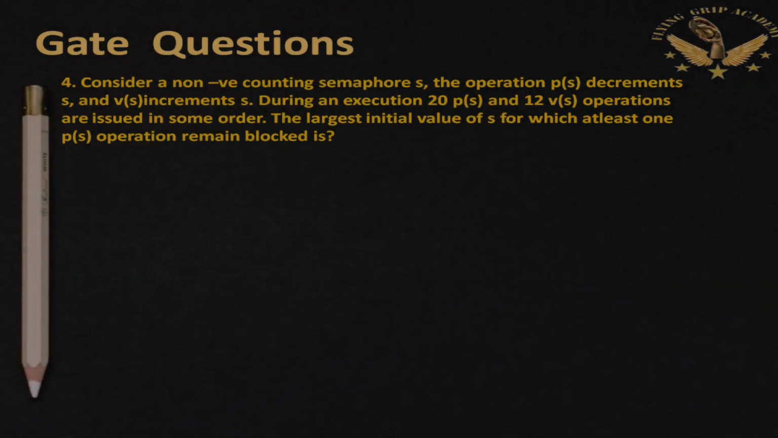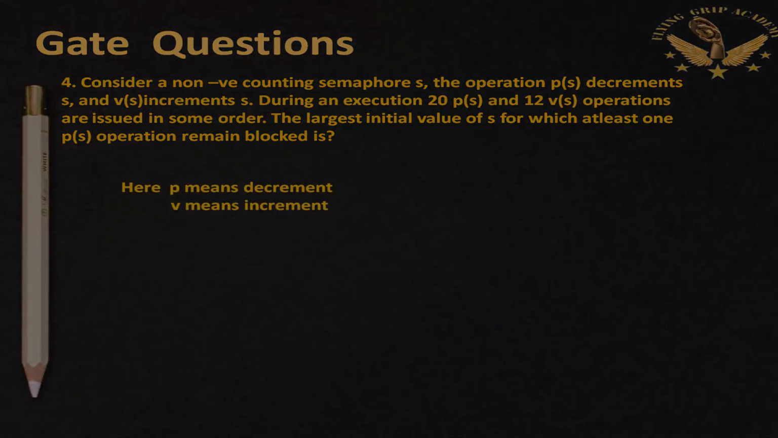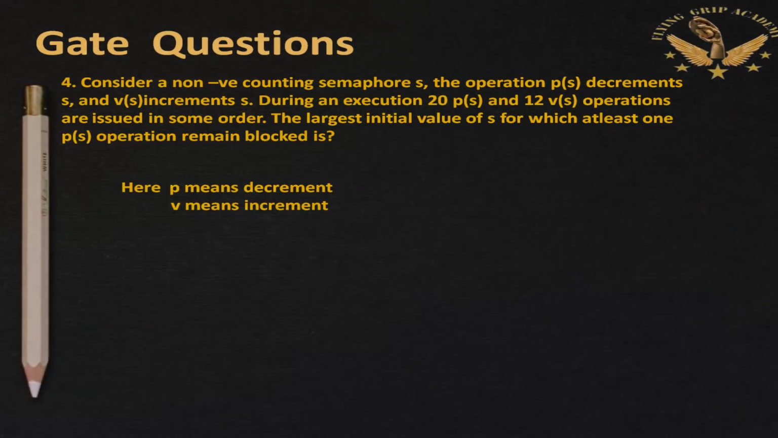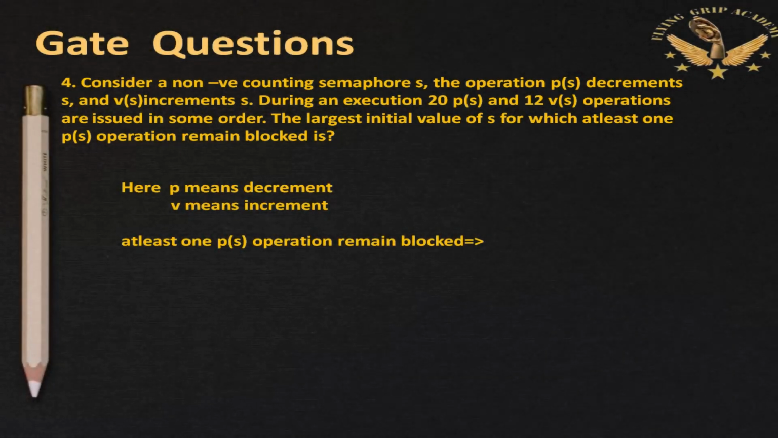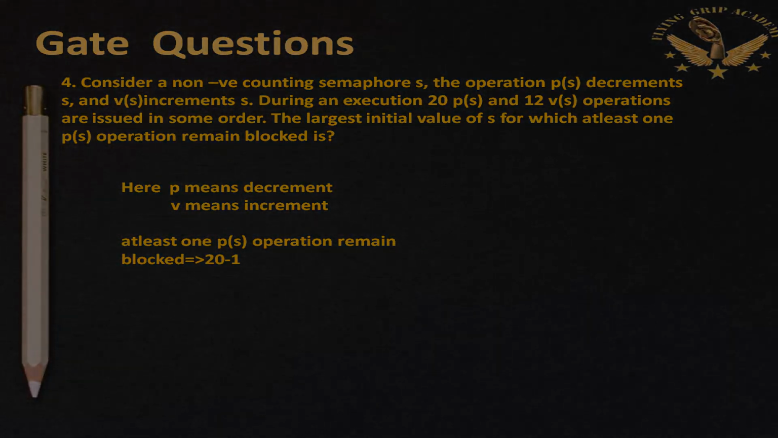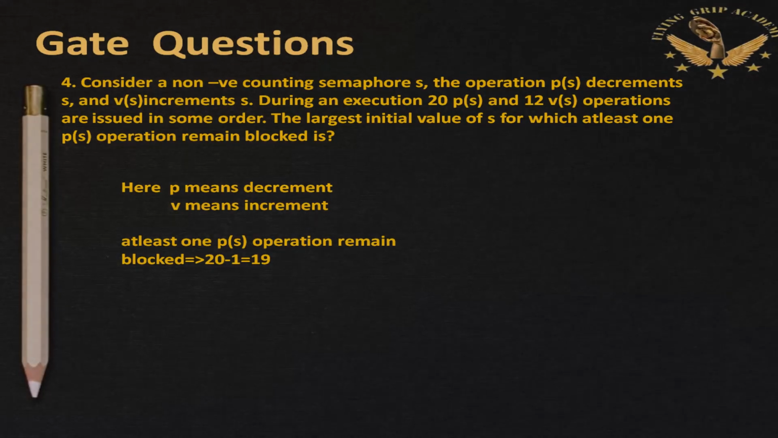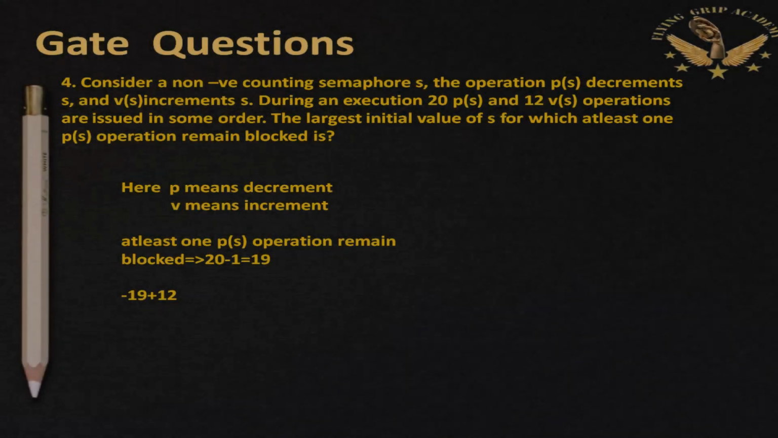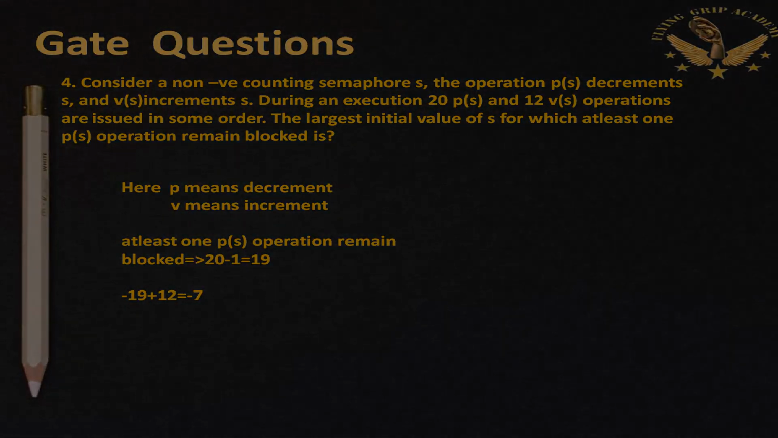So here let us see what is going to happen. P means decrement and V is increment as usual. So at least one operation should remain blocked. It means 20 minus 1, which leaves 19. Now, the number of V operations is 12, so minus 19 plus 12 results in minus 7, which is the answer.